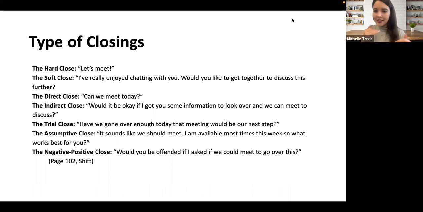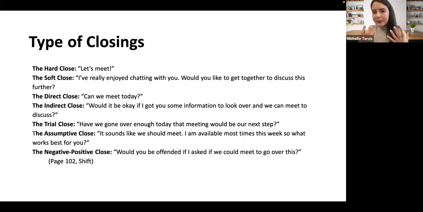Do you guys see the difference between these? I see some heads nodding. Perfect. Let's do one more. The assumptive close: it sounds like we should meet. I'm available most times this week. What works best for you? So you're going to use these different types of closings based on the personality of your potential prospects and also to what you're comfortable with.